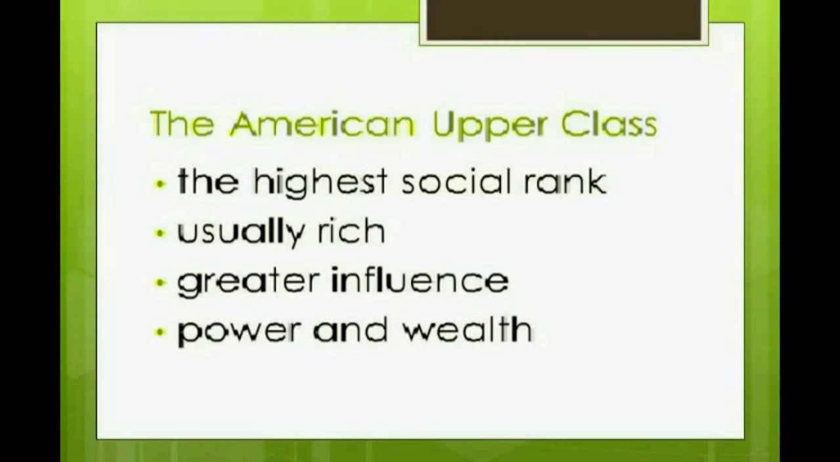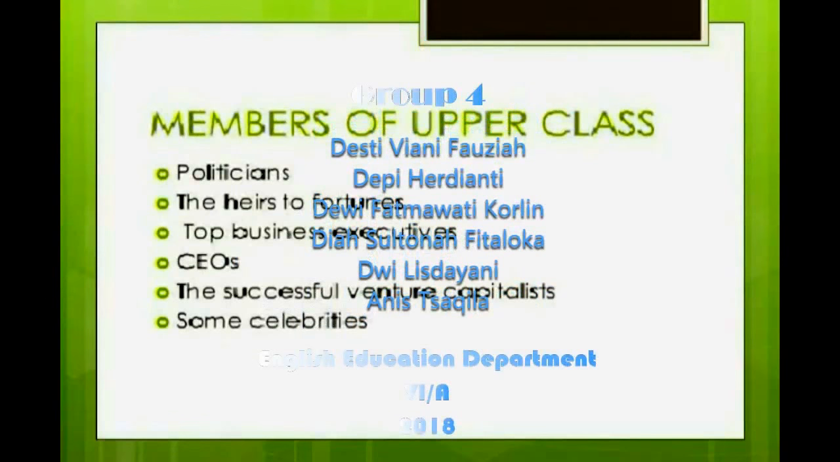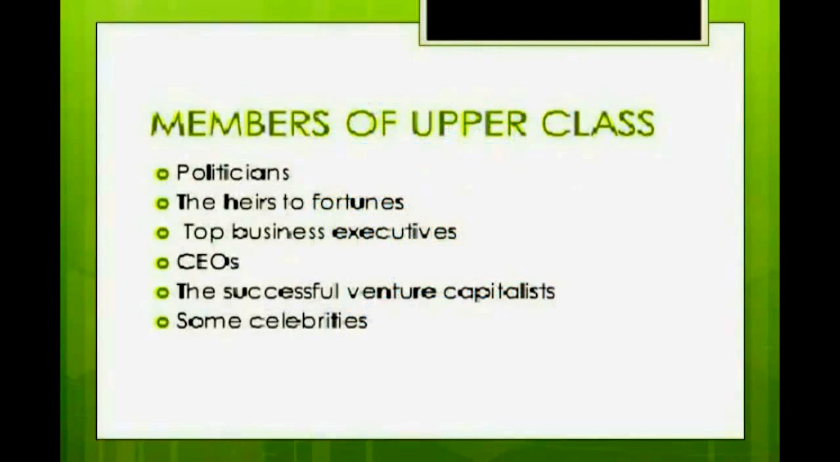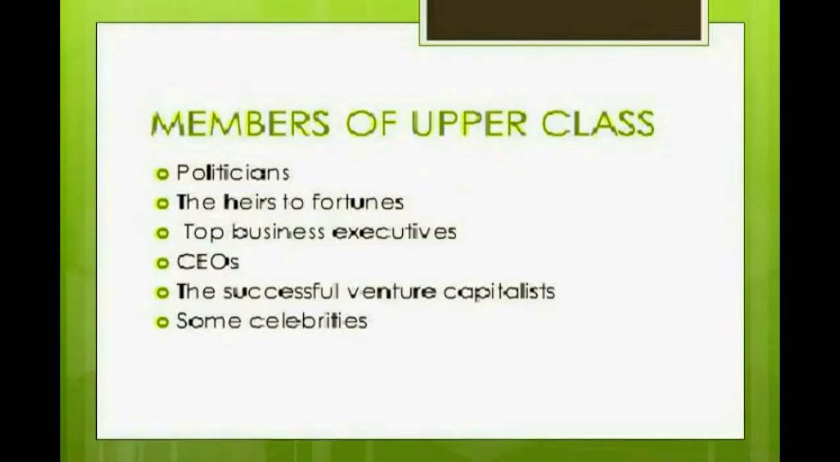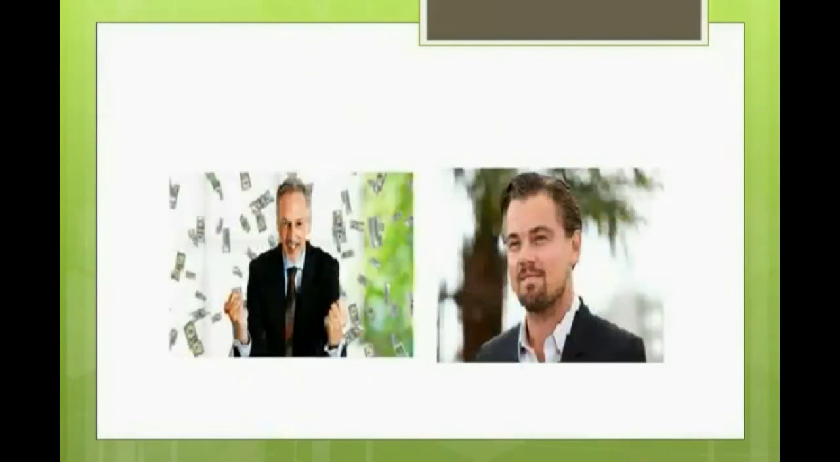The American upper class is composed of people with a history of family wealth going back centuries, called members of old money, as well as those who have acquired their wealth and influence since the 90s. These are members of the upper class: many politicians, heirs to fortunes, top business executives, CEOs, successful venture capitalists, those born into high society, and some celebrities may be considered members of this class. Some prominent and high-ranked professionals may also be included if they attain great influence and wealth.